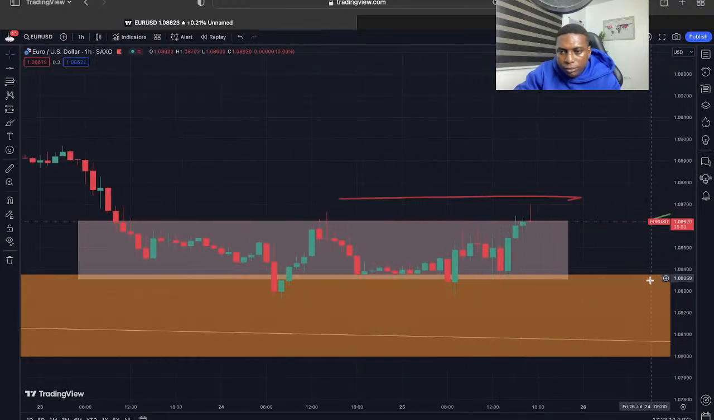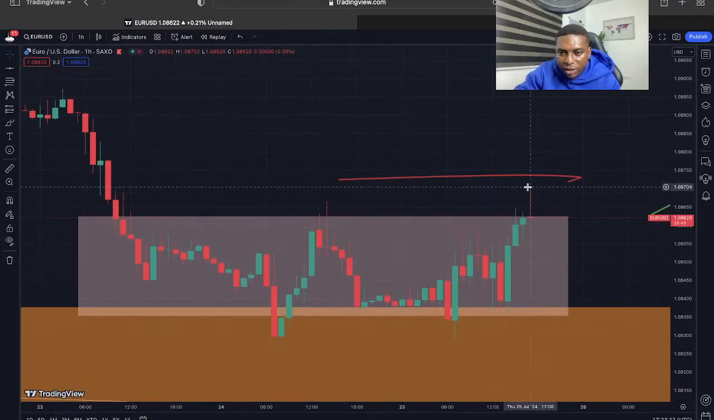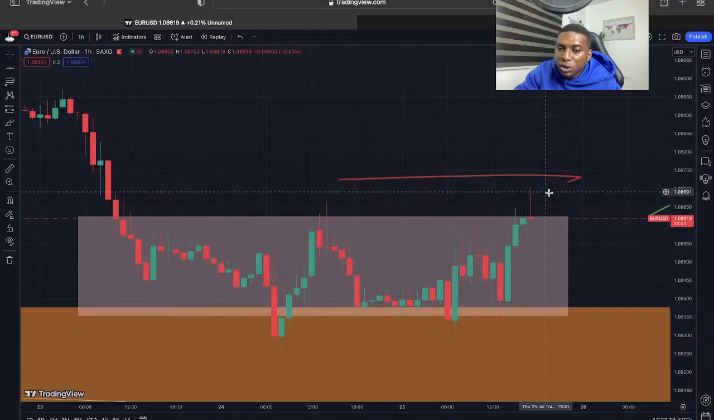Okay, it's already playing out. You can see how price is pushing back into this zone, so we would not want to buy, because our confirmation is not yet clear. But the moment price closes outside this zone, then it's a go.